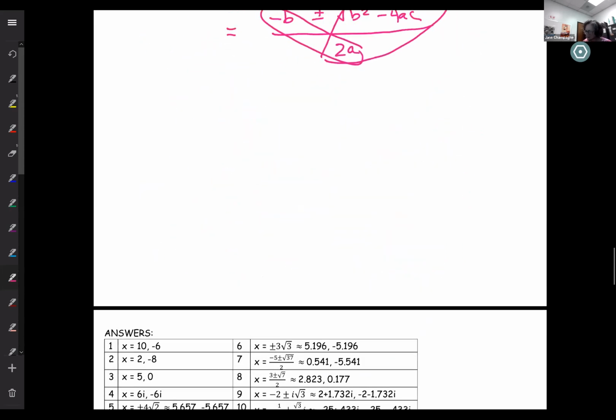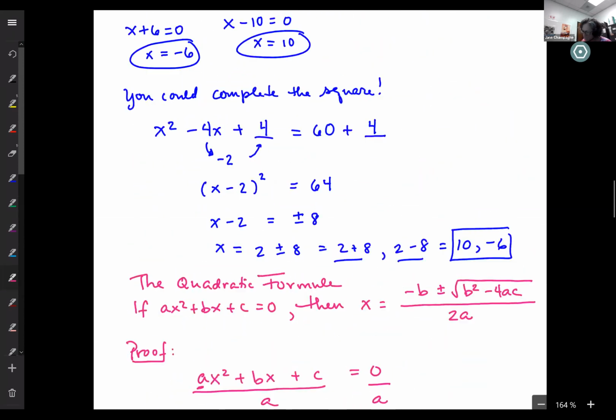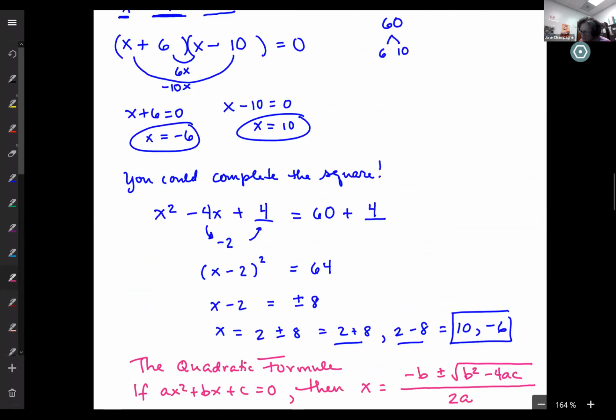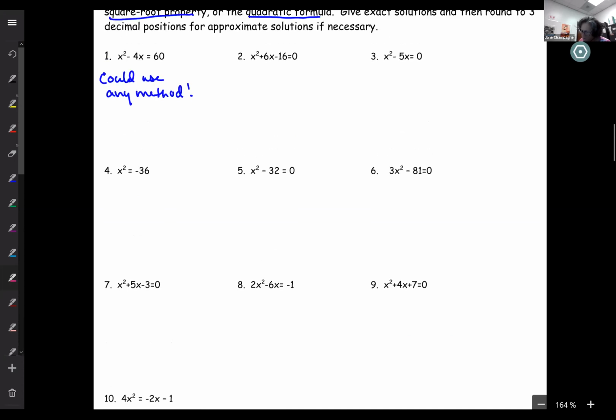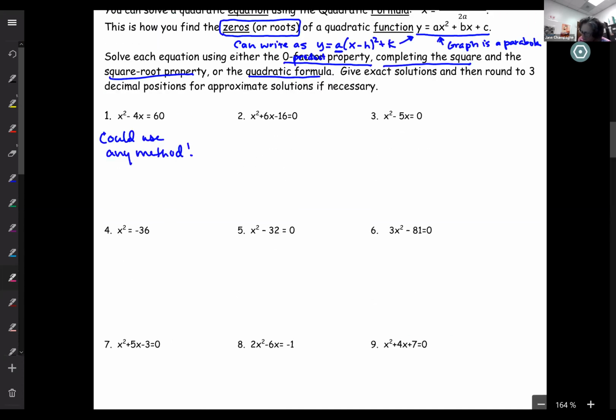All right, so let's do number 2 up here with the quadratic formula. So what you do is you identify a, b, and c. A is 1 for this one, b is 6, c is 16.